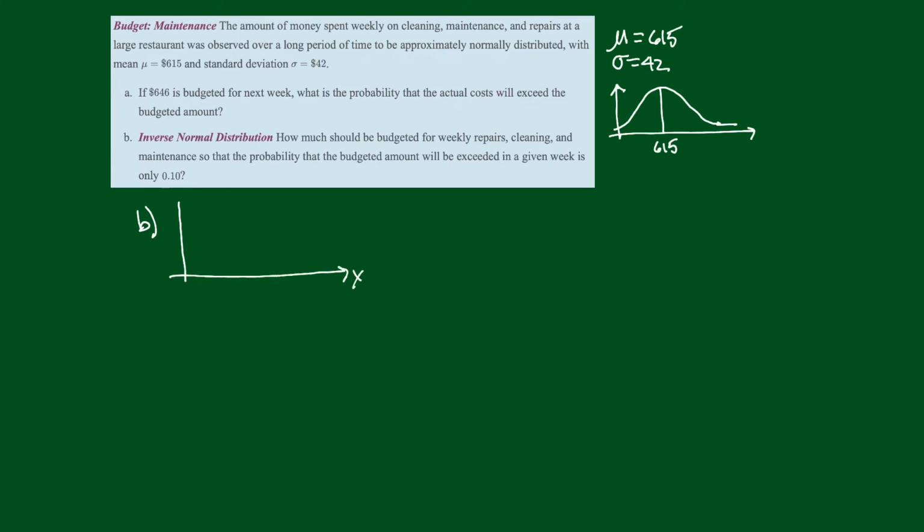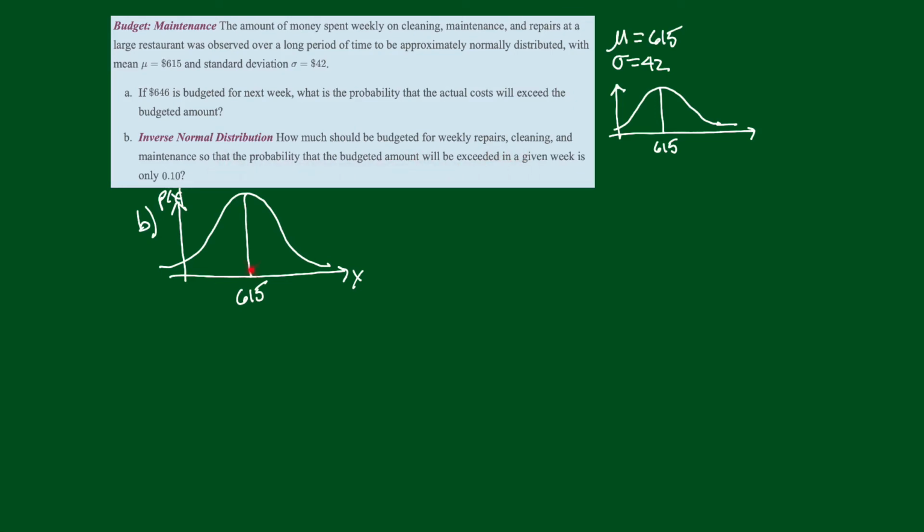All right, here's x, here's p of x, and we have a normal curve. And the mean here is 615. Now, where do we put this? We've got 10%. Look at this. We want, what x value do we want to put in here so that we will exceed it in a given week is only 10%.